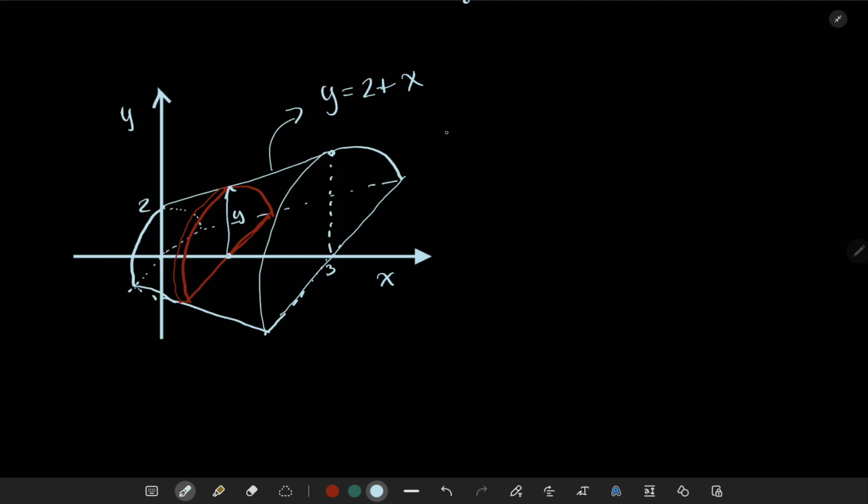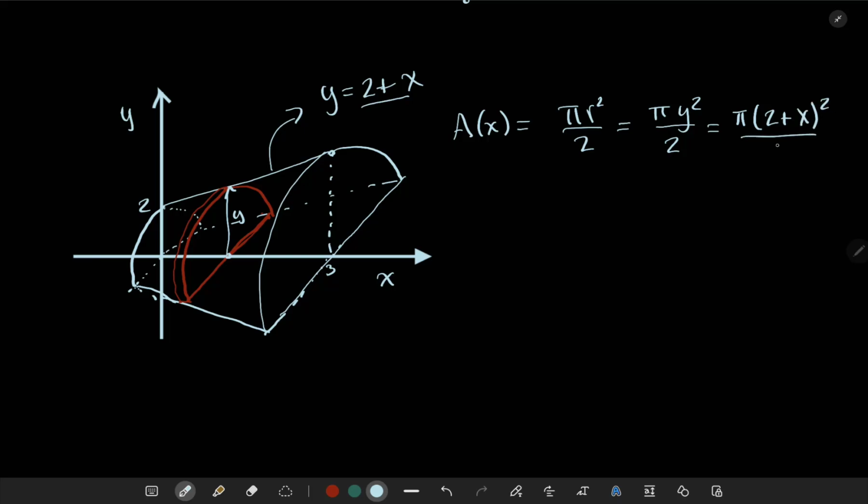So the area of a section here would be pi r squared, which is the area of a circle, but you're just grabbing half, so divided by 2. So pi r squared over 2, but now we remember that y is our radius. Moreover, we remember that y is equal to 2 plus x. So we say pi times (2 plus x) squared, all over 2. All right, so that gives us an area with respect to x.